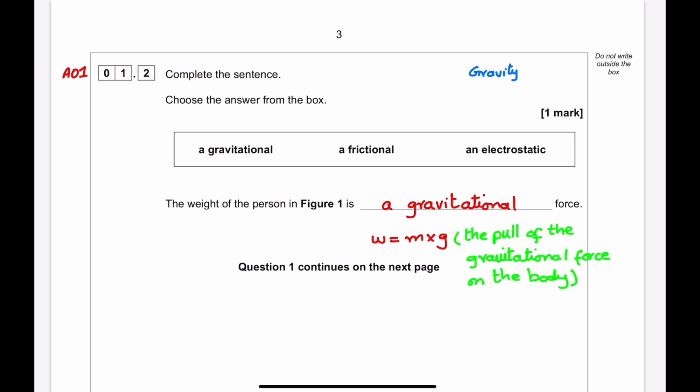So weight is a force due to the pull of the earth, which is acting on the body of the man, and it is acting downward. So the weight of the person in figure number 1 is a gravitational force. And we have the formula that weight is equal to mass of the person times gravitational pull of the earth.